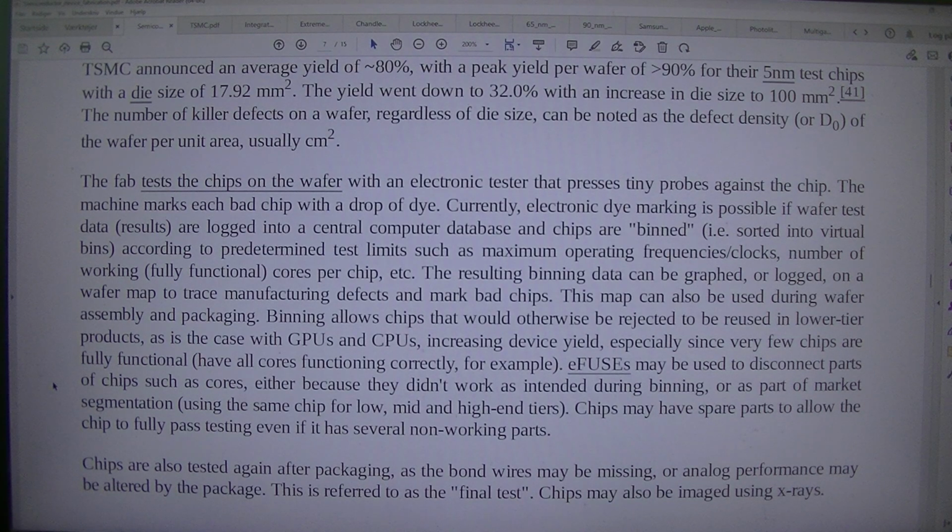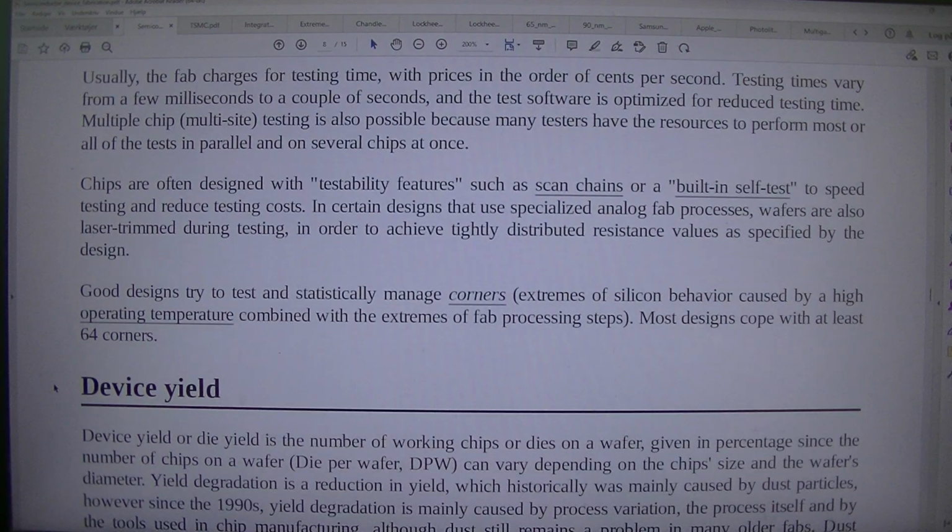Chips may also be imaged using X-rays. Usually, the fab charges for testing time, with prices in the order of cents per second. Testing times vary from a few milliseconds to a couple of seconds, and the test software is optimized for reduced testing time. Multiple chip, multi-site testing is also possible because many testers have the resources to perform most or all of the tests in parallel and on several chips at once.